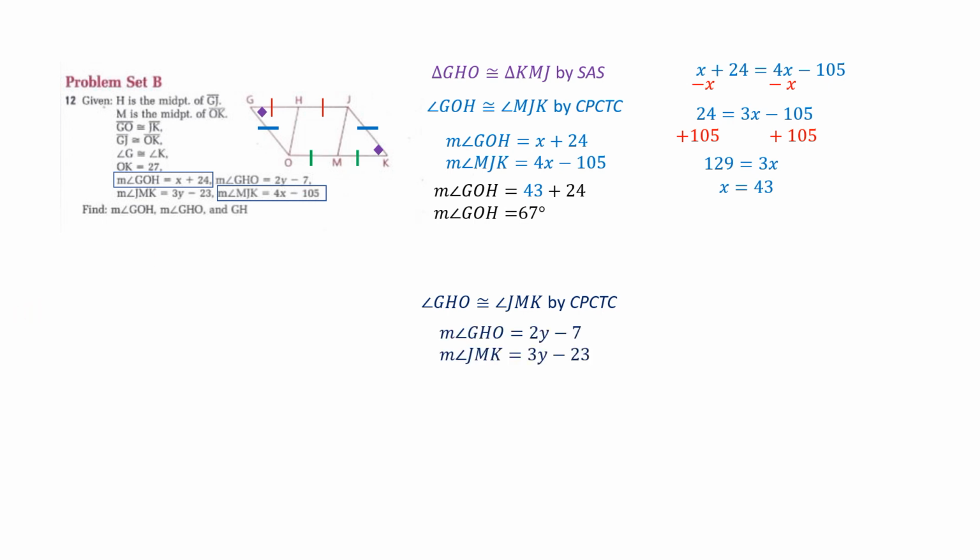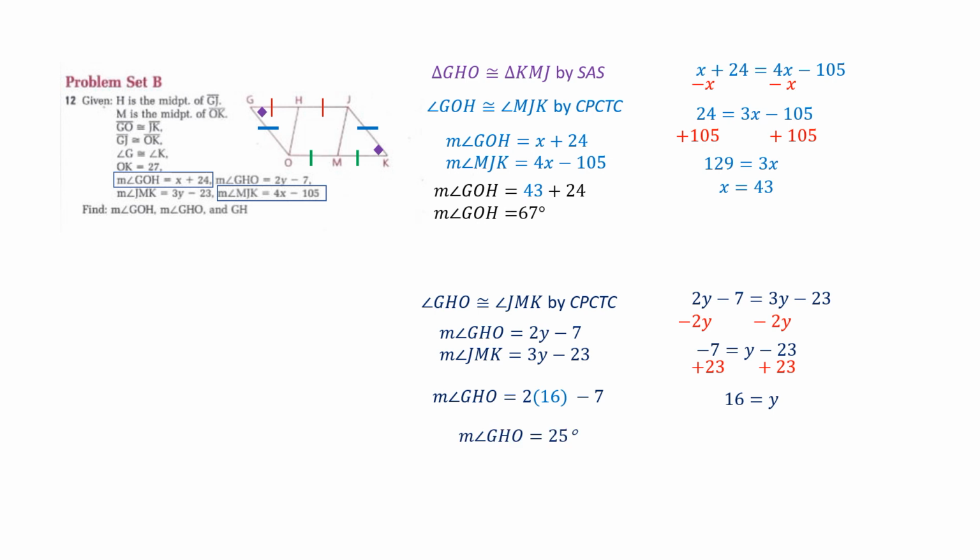I also know I have an algebraic expression for each of those, so I am going to set those equal to one another and solve for y. I have y on both sides of my equation. I'm going to subtract 2y to keep everything positive. I get -7. Do not lose your negative. -7 equals y minus 23. Adding 23, I see that y is 16. Again, I only need the angle GHO, so I'm going to pop 16 in for y in that expression only, and I will see that the measure of angle GHO is 25 degrees.